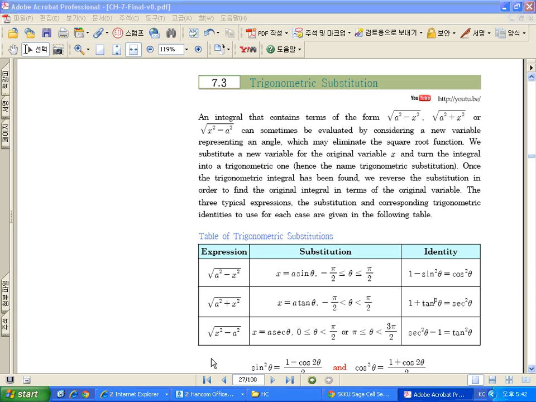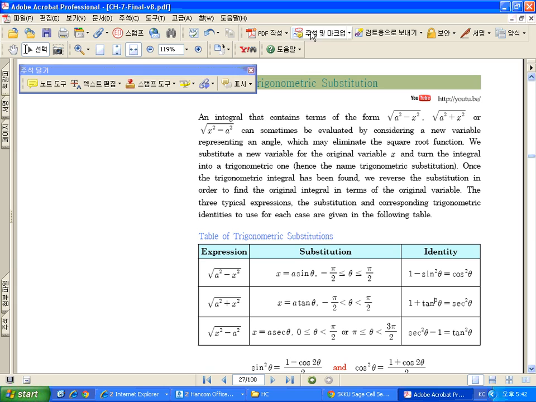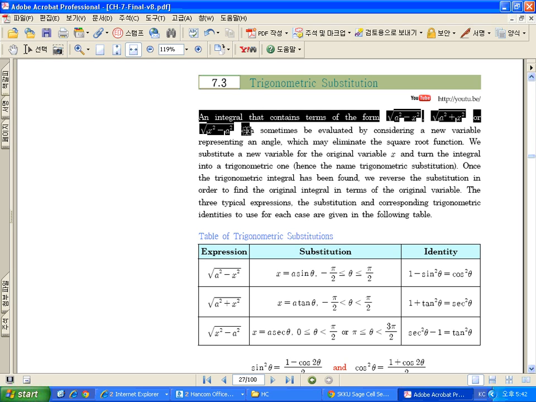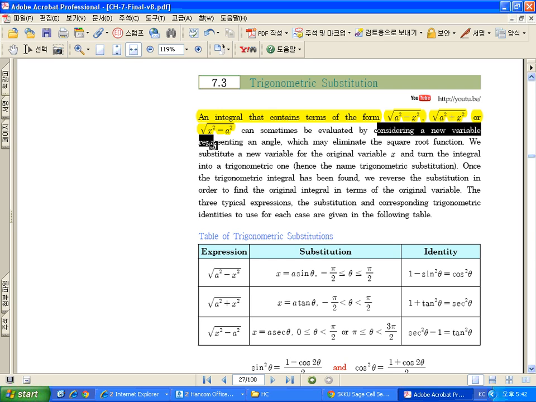Okay, section 7.3, Trigonometric Substitution. An integral that contains terms of the form like this can sometimes be evaluated by considering a new variable representing an angle, which may eliminate the square root function.